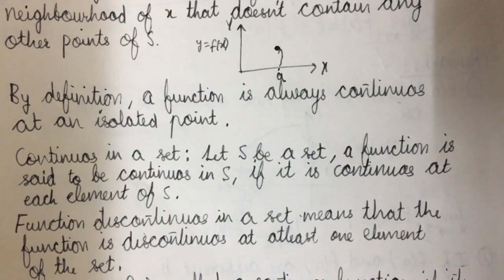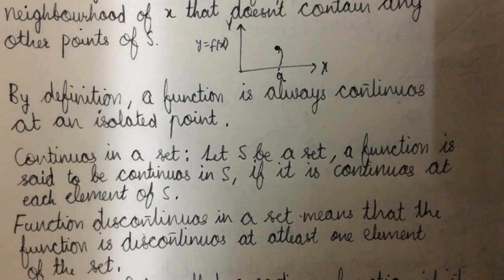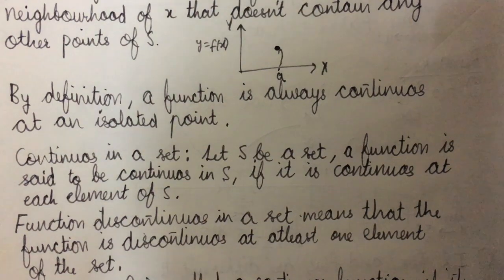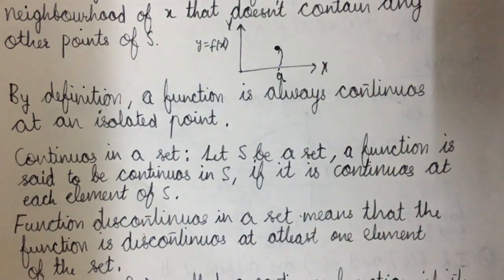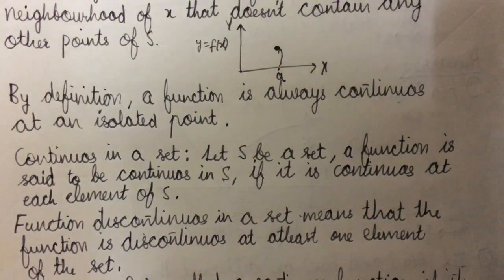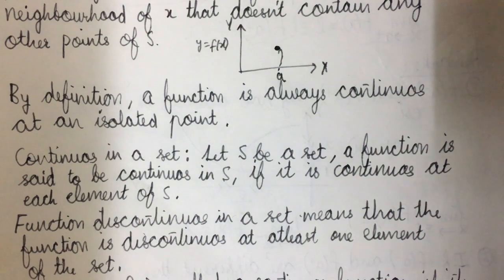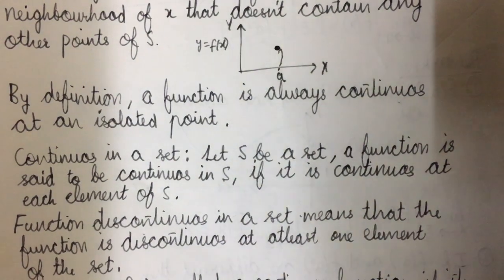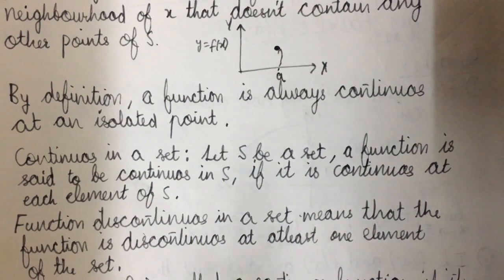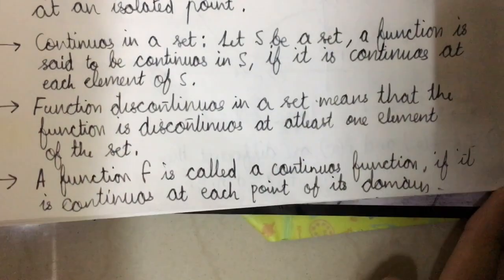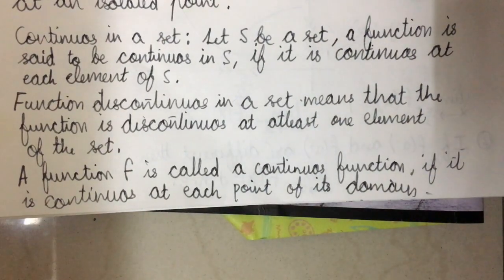Now we define continuity in a set. For a function to be continuous in a set, it must be continuous at each and every element of S. Even if it is not continuous at a single element of the set, we say that the function is discontinuous for that set. A function f is called a continuous function if it is continuous at each point of its domain.